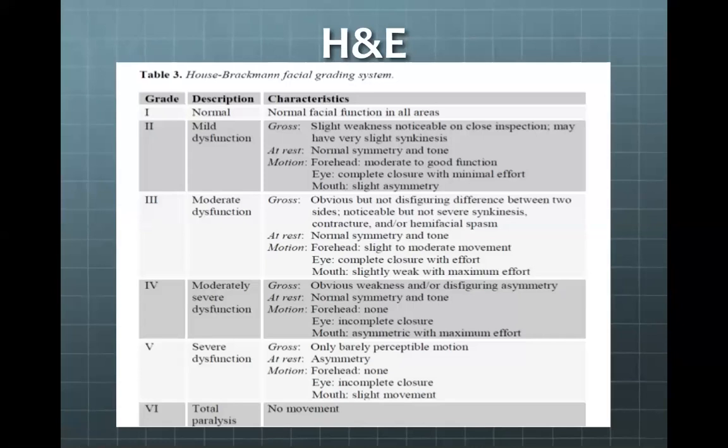A very famous grading system for the facial nerve. This will not help you in the diagnosis, but it is very important to keep follow-up of the patient. It gives you the severity and the dynamic improvement of the case. Let's say if there is any asymmetry at rest, it's either severe or total paralysis, 5 or 6.